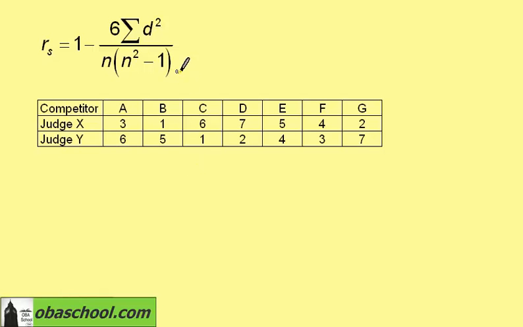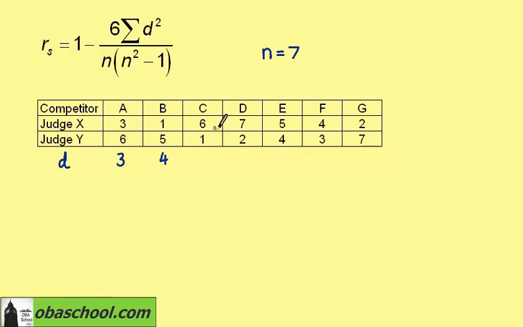Here we have a second example using Spearman's rank. We can see that we have, in this case, 7 competitors. If we look at the difference, here Judge X thinks that A was third, and Judge Y thinks he's 6. This is a difference of 3.